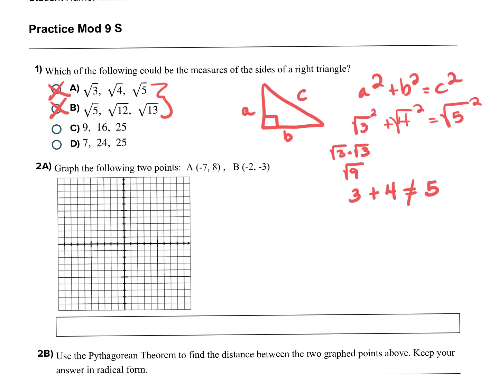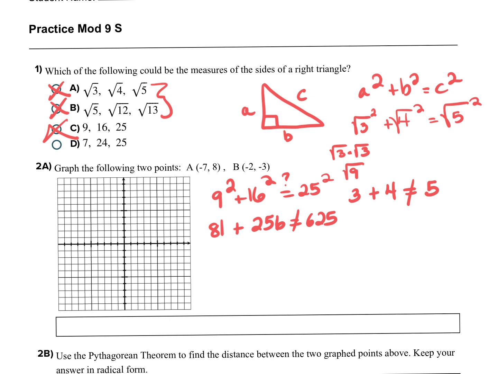Now, if I have 9 squared plus 16 squared, does that equal 25 squared? Well, 9 squared is 81, 16 squared is 256, and 25 squared is 625. So 81 plus 256 does not equal 625.